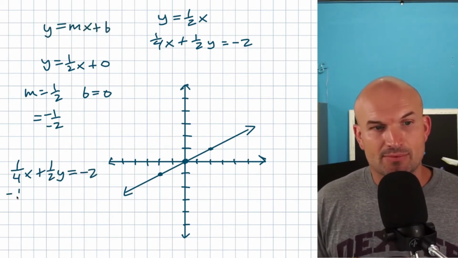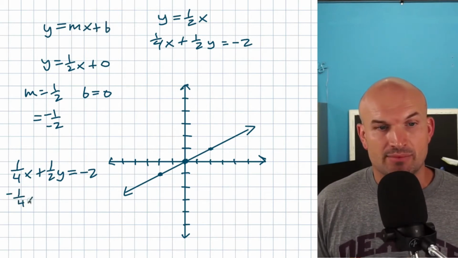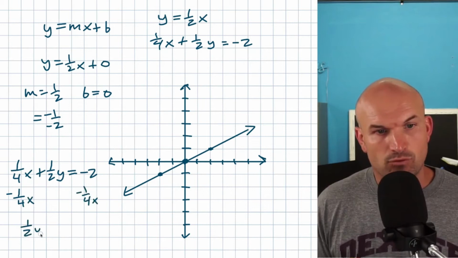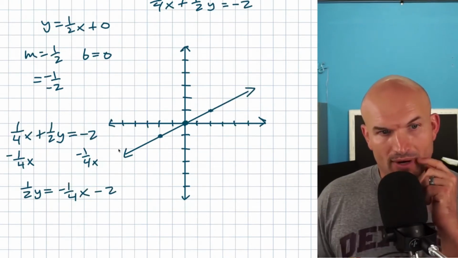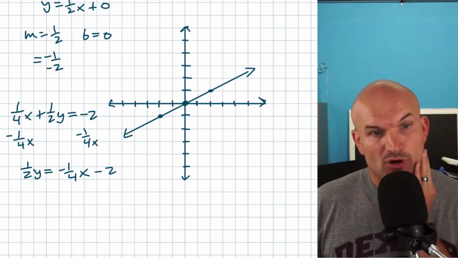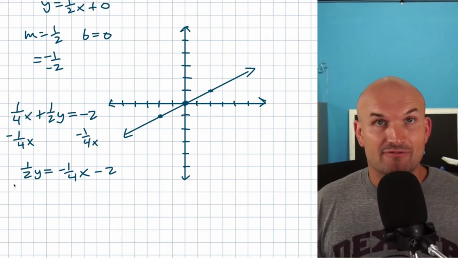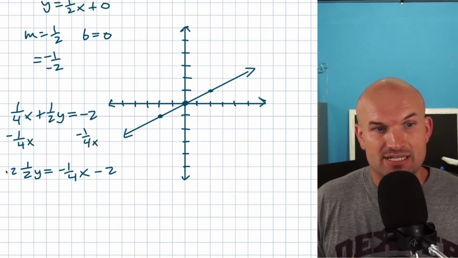So the first thing I'm going to do is I'm going to want to isolate my y. So I'm going to subtract 1/4 x to the other side. Therefore, that's going to give me 1/2 y is equal to -1/4 x minus 2. So what I'm doing is I have right now my y is being multiplied by 1/2. So what I could do is I could divide by 1/2. But remember, dividing by a fraction is the same thing as multiplying by the reciprocal. If I want to get rid of this 1/2, I could multiply by 2/1.